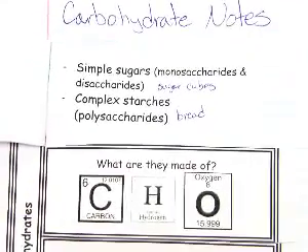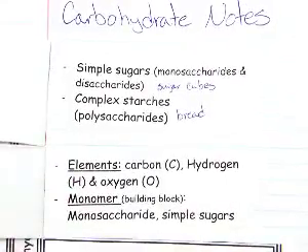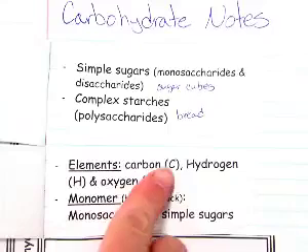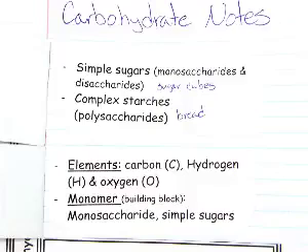Our second question, what are they made of? So the elements we're going to find include carbon, hydrogen, and oxygen. Later on, when we look at other pictures, we'll just see the abbreviations C, H, and O. Their monomer, also called their building block, will be the monosaccharide, or the simple sugar.